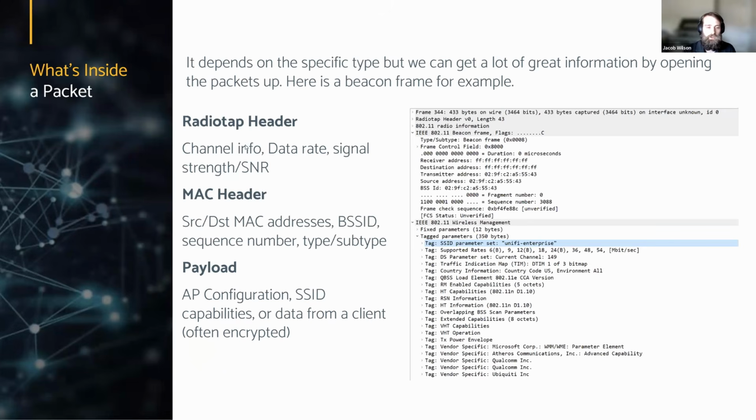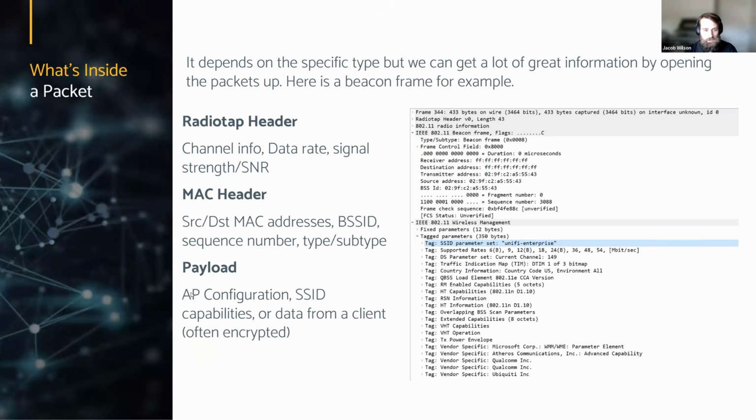But here's the structure. You have what's called the radiotap header. That's Wireshark rebuilding some of the stuff that the physical radio is seeing. That's things like data rates, how fast that frame's been modulated, the signal strength, and signal-to-noise ratio in some cases is available. The radiotap header, you can think of that as layer one, if you will, the physical layer.